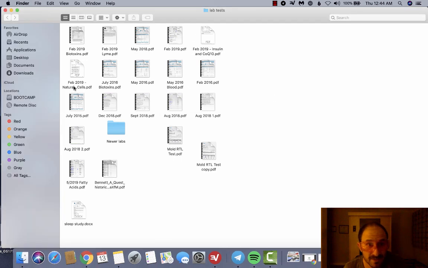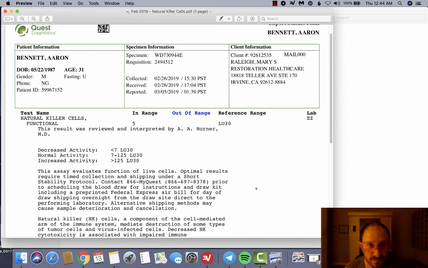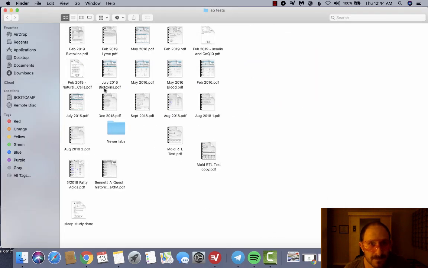Let me know what you guys think. These are all, you can see the dates, February this year. Really low natural killer cells. So just immune system freaking blows, basically, is the point of this story. So five, really low. Yeah, that's not good.